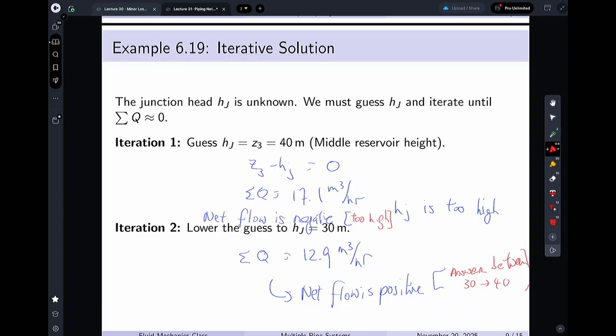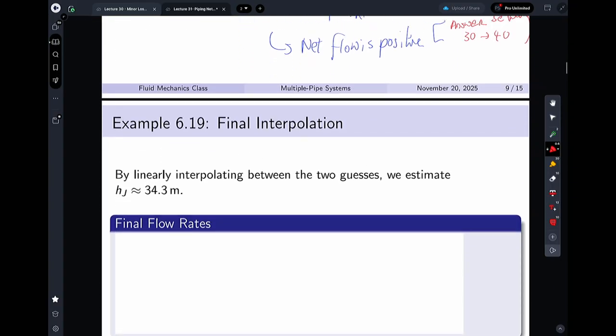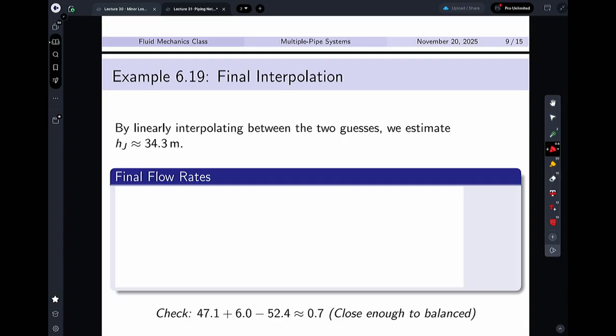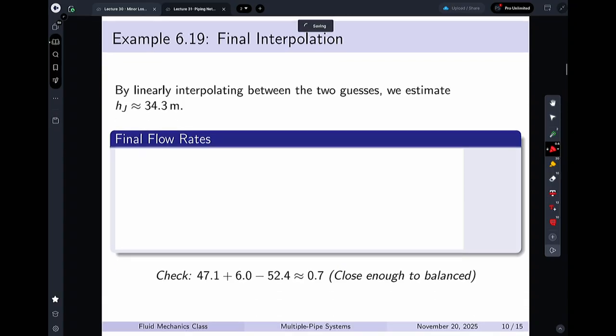So if we start out with just a guess that the junction is at 40 meters, we end up with a negative flow from the system. And if we continue and lower that junction height to 30 meters, we get a positive flow. And the only thing that tells you as you're doing your iterations is that that is going to be the range of possible solutions. So the solution is somewhere between 30 and 40. It's not linear, it takes more iterations to go through.